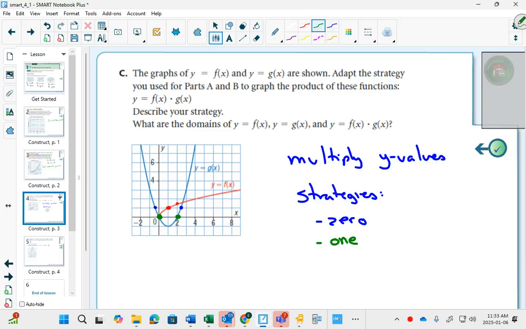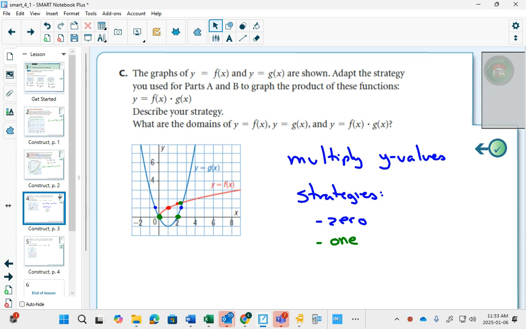But when we get to the second place where the blue graph is 1, the red graph looks like it's at about 1.6. What's 1 times 1.6? Does it make sense that this green dot would be, well, attempting to put this green dot right on the red graph? Does that make sense? When you multiply by 1, it's not going to change.